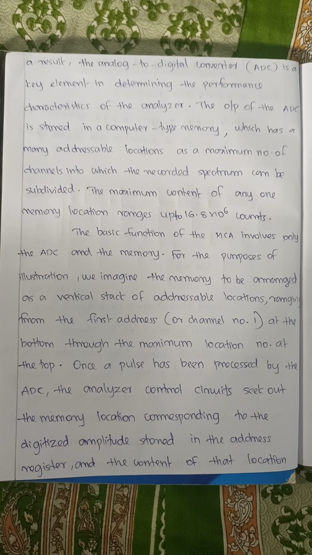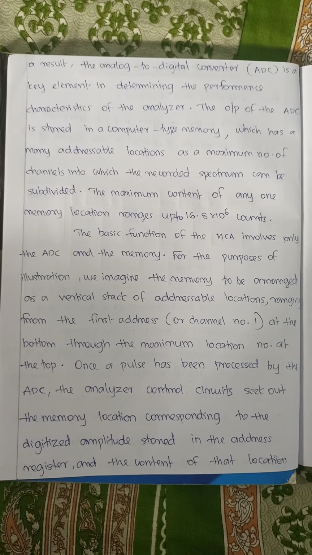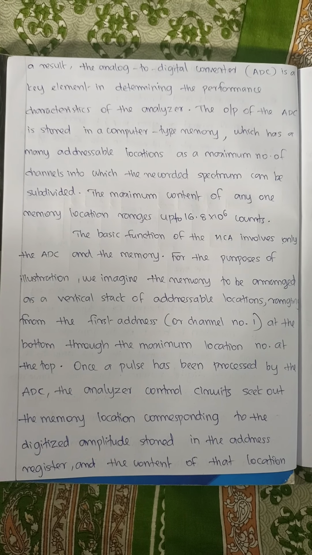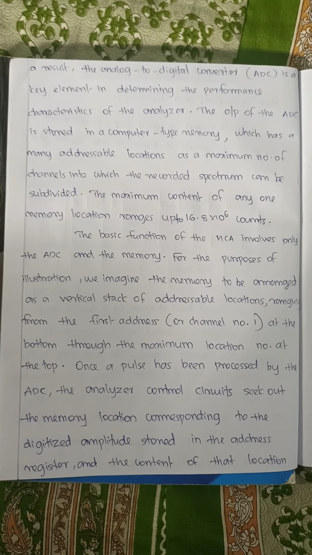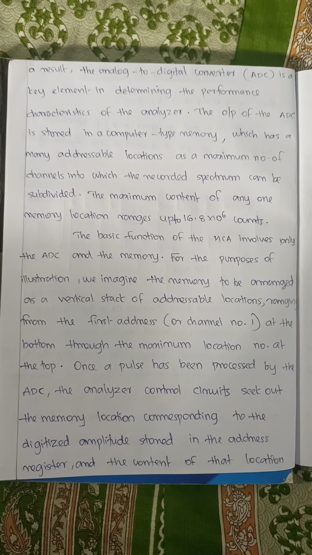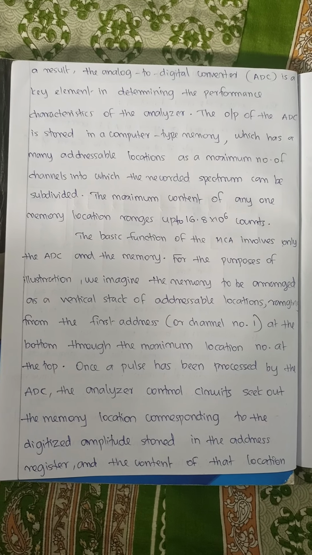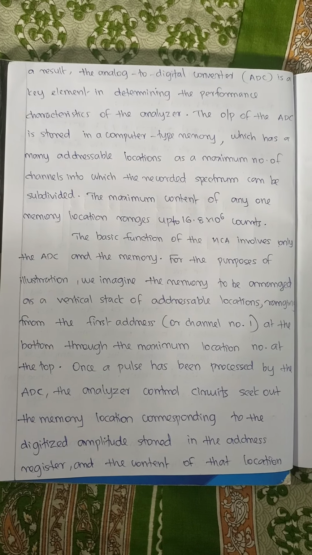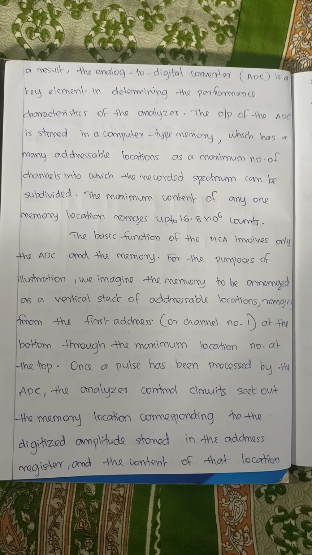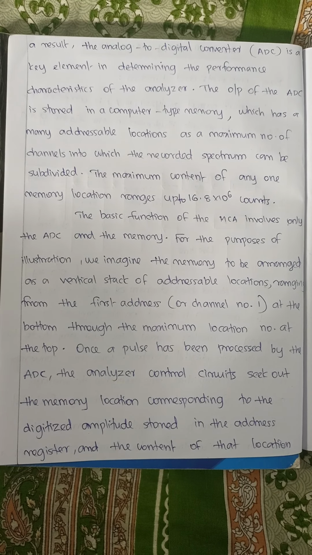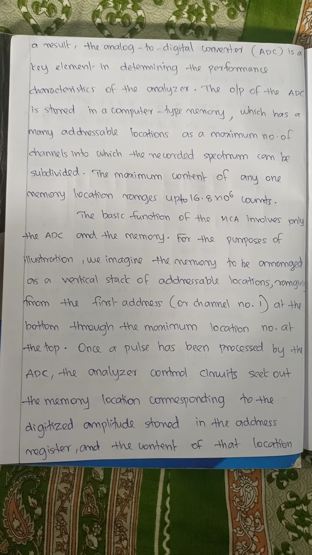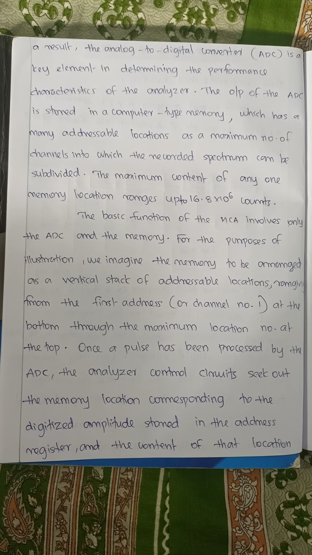The output of the ADC is stored in a computer type memory which has as many addressable locations as the maximum number of channels into which the recorded spectrum can be subdivided. The maximum content of any one memory location ranges up to 16.8 × 10^6 counts. The basic function of the MCA involves only the ADC and the memory.